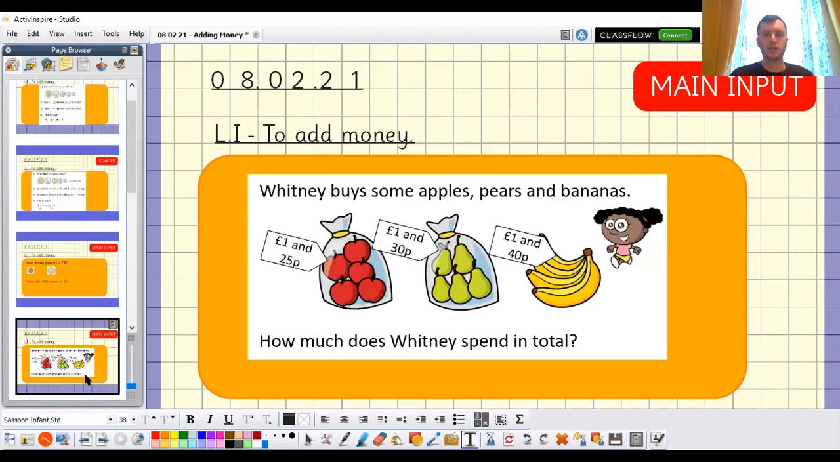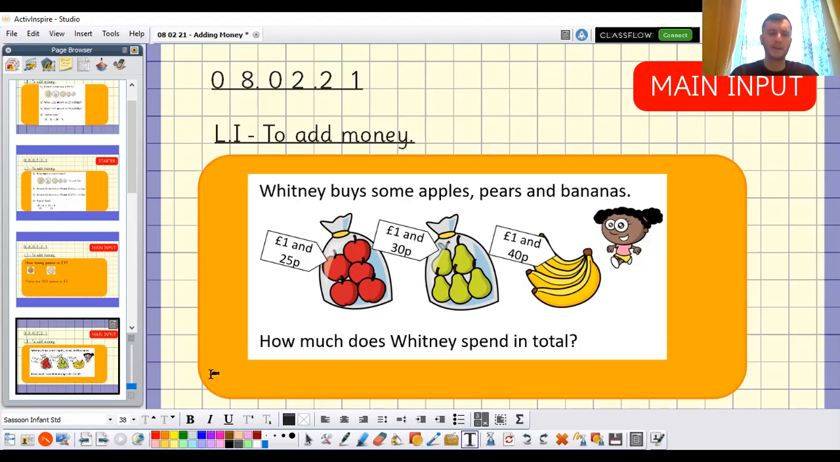So let's have a look at some questions together where it's going to involve adding money. So Whitney buys some apples, pears and bananas. The apples cost £1.25. The pears cost £1.30, and the bananas cost £1.40. How much does Whitney spend in total?